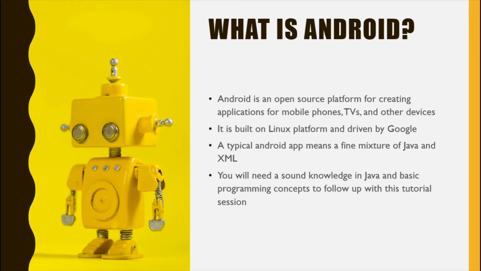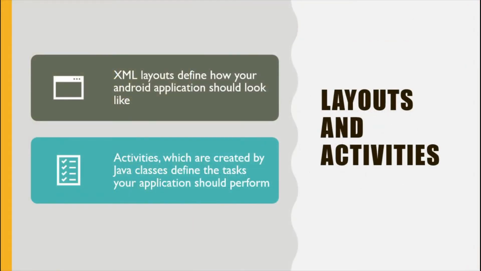As I told you earlier, Android apps are a mixture of XML and Java. The XML layout explains how our application should look. So the GUI components are developed in the XML layout, and the Java code is written as the backend code to perform the tasks, which are done by activities. These two are the main components that we use when developing applications using Android.